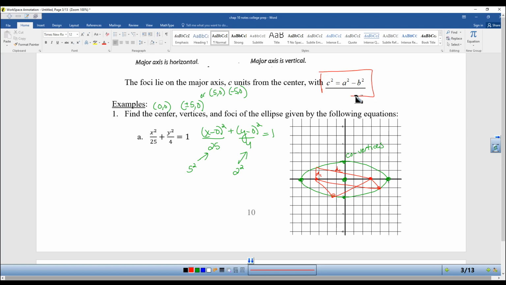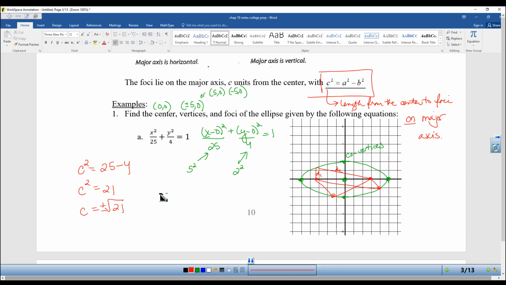But the equation that we're going to use to find the foci, so C is the length from the center to the foci. And it is always on the major axis. So again, you can figure out what A and B are, or you can just say, well, A is the bigger one, right? So 25 minus 4. So c squared is 21. C is equal to the square root of 21 in both directions. So this point right here must be negative square root of 21, comma 0. And then that foci must be positive square root of 21, comma 0. But again, you're welcome to write it as plus or minus the square root of 21. You don't have to write them separately.